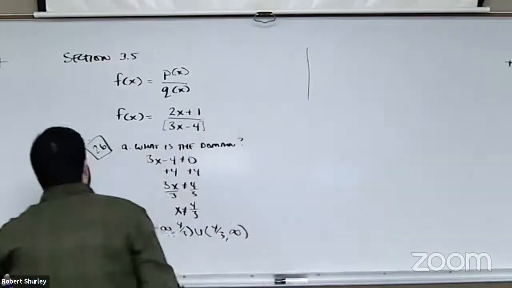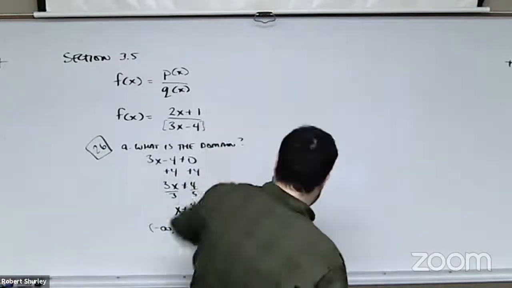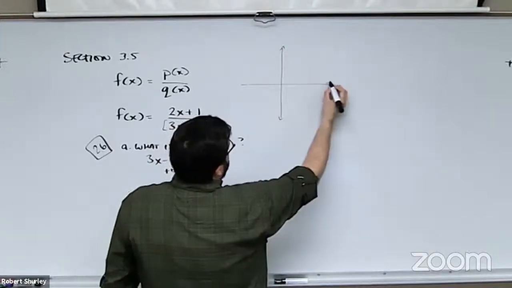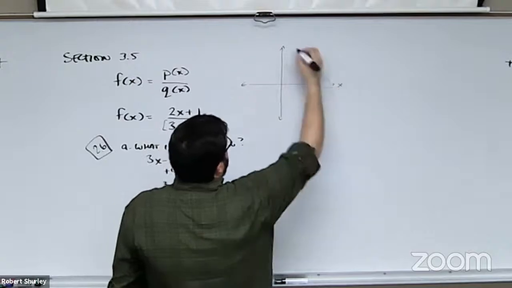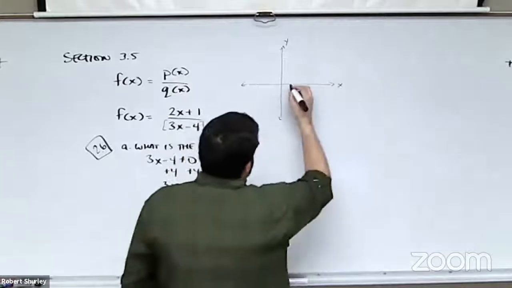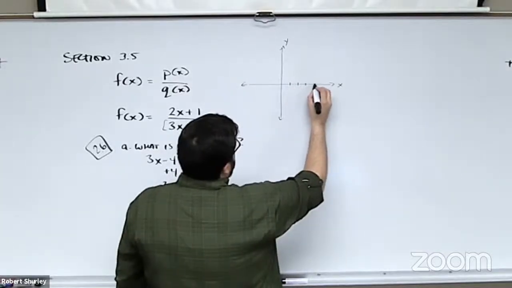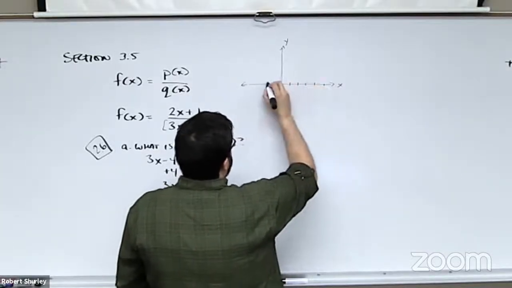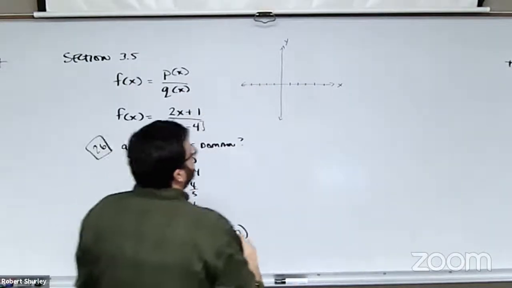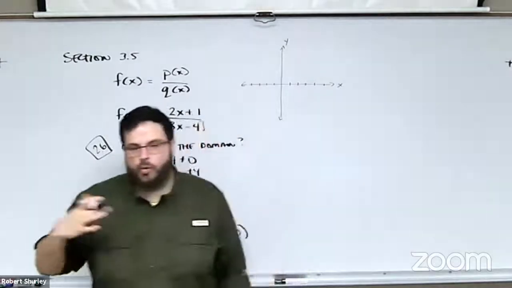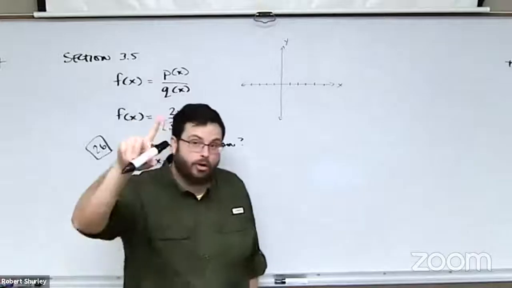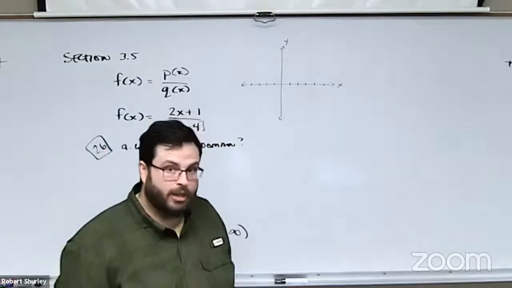Let me get this looking kind of pretty. So let's say we had our x and our y axes, okay? And let's say it's 3 right here, positive 3. I'm going to follow along in the book. What these functions typically have are asymptotes. There's a vertical asymptote and a horizontal asymptote.